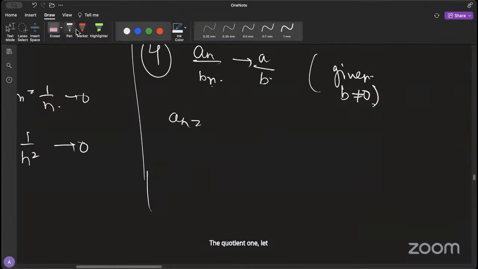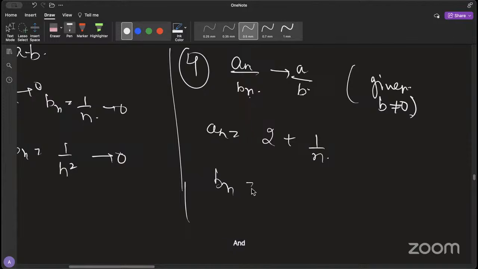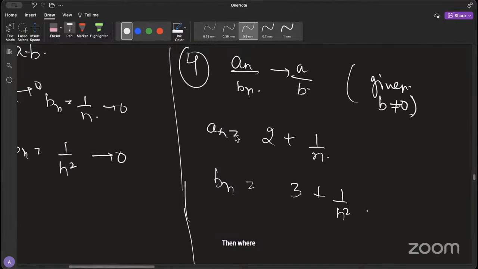take some other example. Let's take An to be 2 plus 1 by n. And let's take Bn to be 3 plus 1 by n square. Then where is An going? We have seen this goes to 2, this goes to 0. So the sum should go to 2, right? So An goes to 2 and this sequence goes to 3 because this one goes to 0.